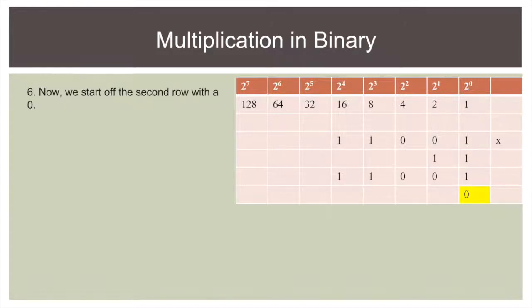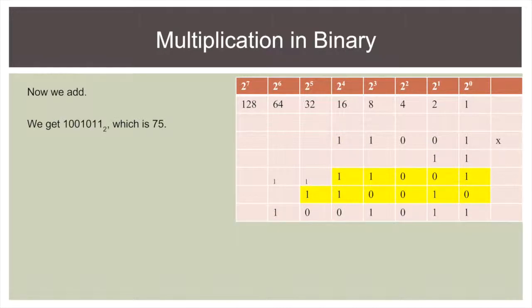And then we're going to add a 0. 1 times 1 is 1. 1 times 0 is 0. 1 times 0 is 0. 1 times 1 is 1. 1 times 1 is 1. And then we need to do the addition.